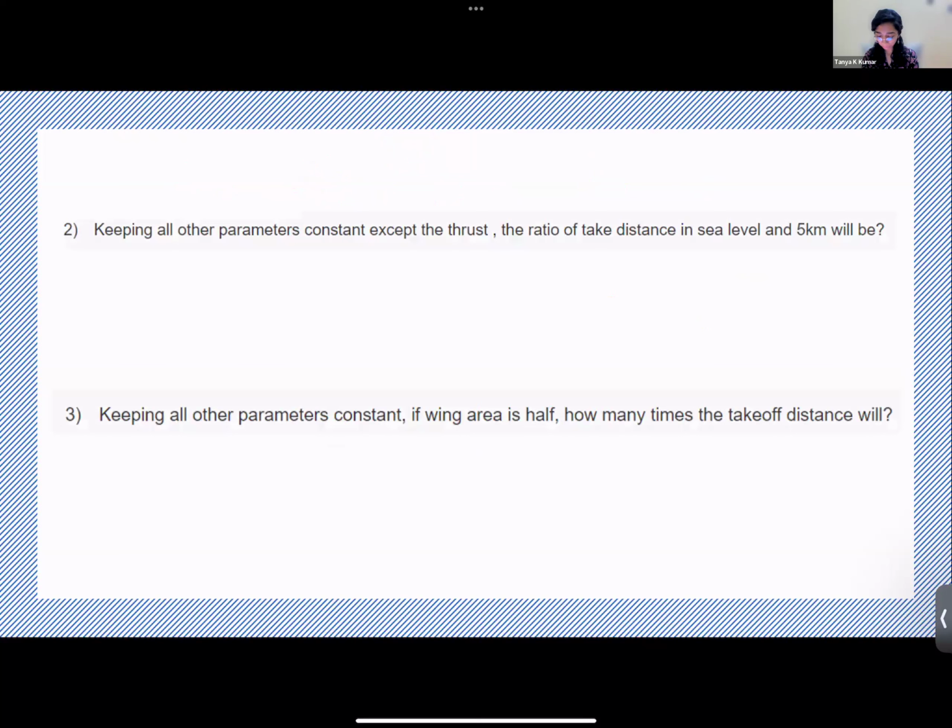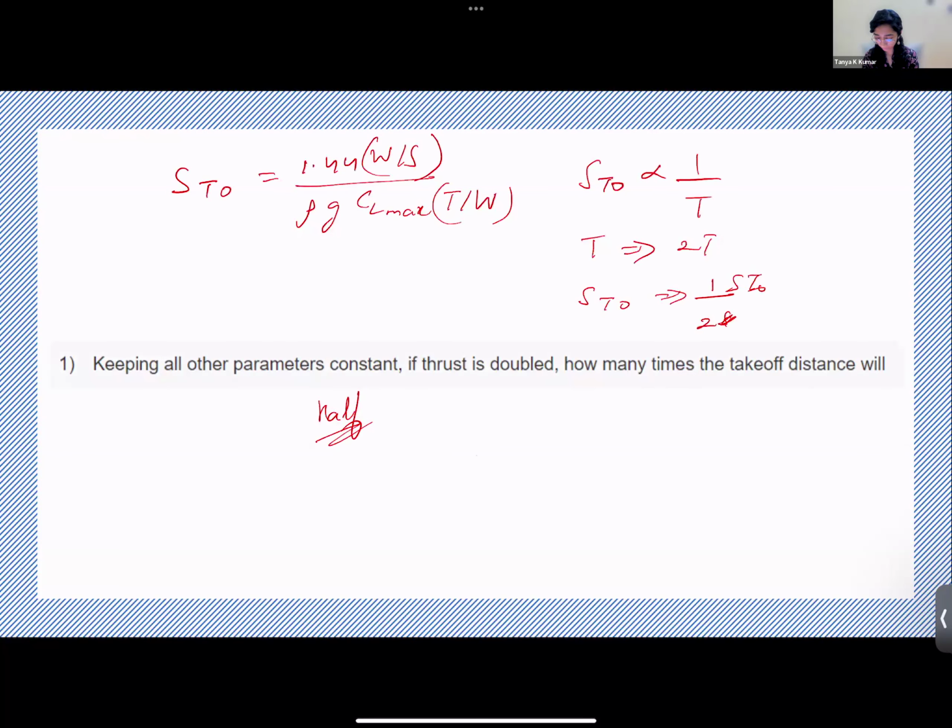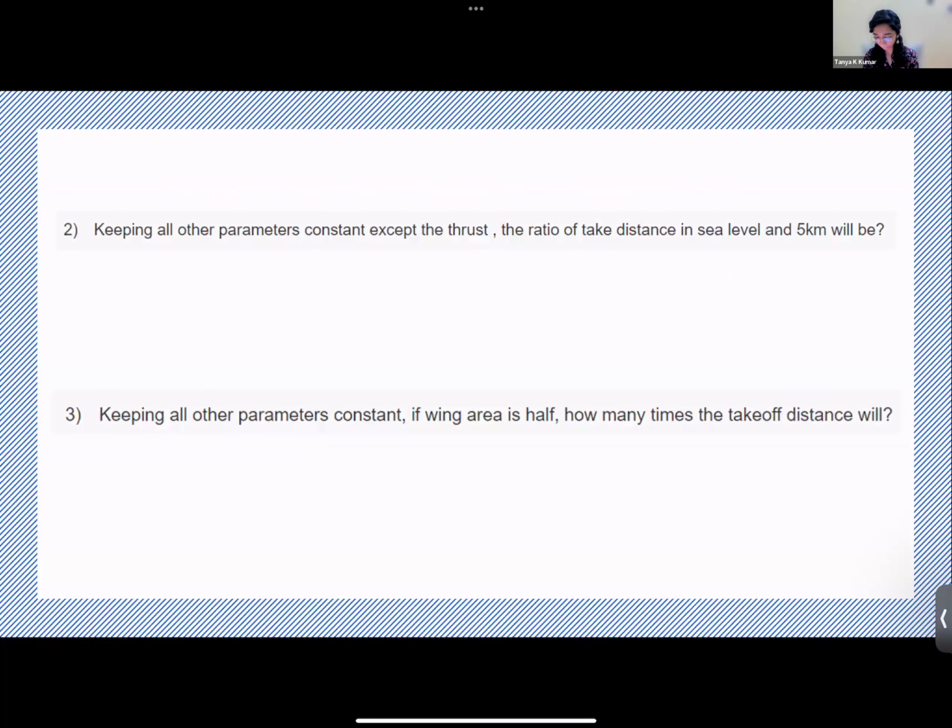Next, keeping all other parameters constant except the thrust, the ratio of takeoff distance at sea level and 5 kilometers will be. Here, what we need to see is the density. Usually the density would be given to you in the question. In this case you could have just Googled it, but in the exam, the density will be given to you. So it's just the ratio of the densities. Again, according to the formula, it's inversely proportional to the density.